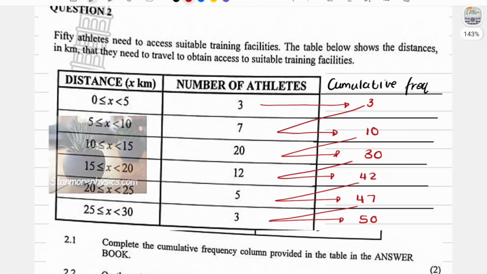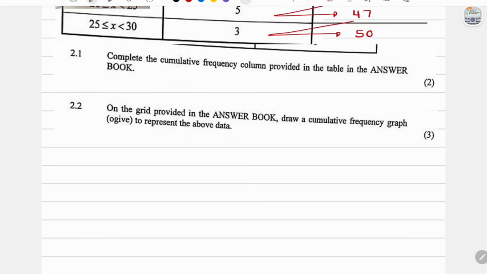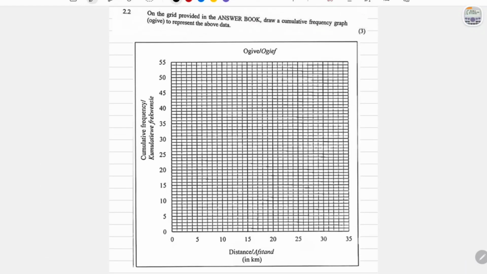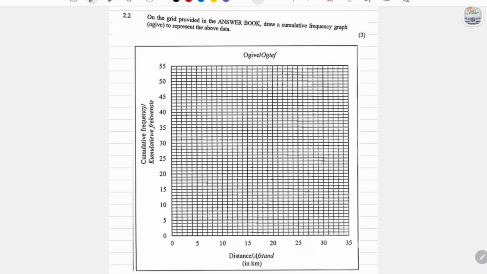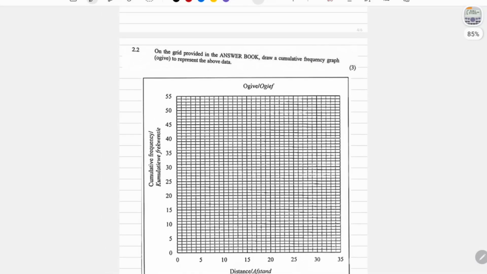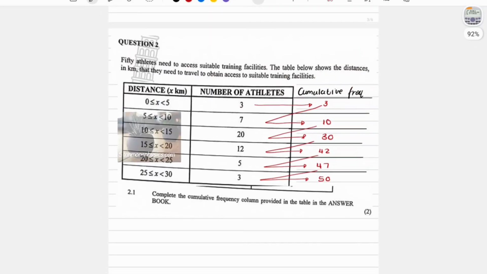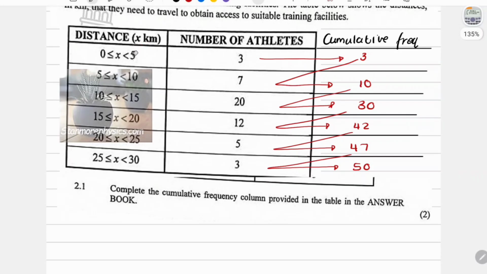Okay, next question, 2.2. It says, on the grid provided in the answer book, draw a cumulative frequency graph, which is an ogive, to represent the above data. So let's just get that graph paper. This is our ogive that we're going to draw. Here's our graph paper. With the information that we have, please note that we're only going to be using your X values and the cumulative frequency, because this is a cumulative frequency graph.